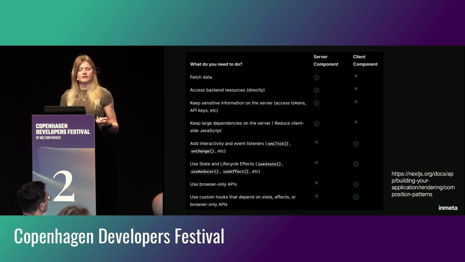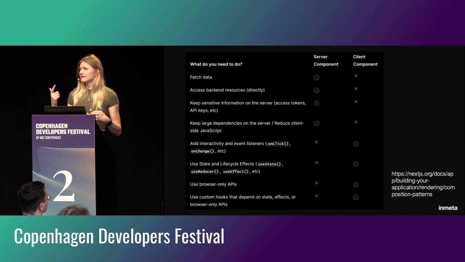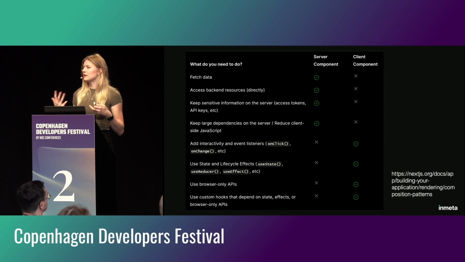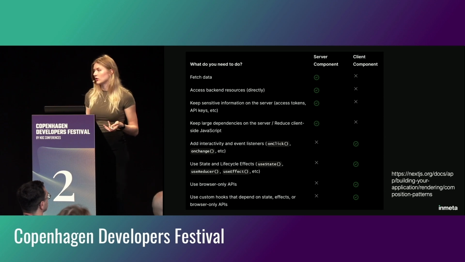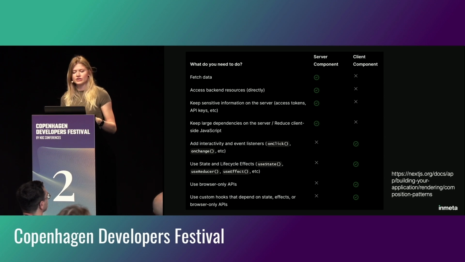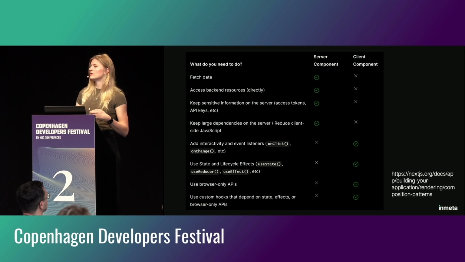So here's an explanation from the Next.js app router docs on the limitation in server and client components. If you need to fetch data, access backend resources, keep sensitive information on the server, or keep large dependencies on the server, you would be using a server component. And if you need to add interactivity like onClick or onChange, or use state or effects, or use browser-only APIs, you would be using a client component.